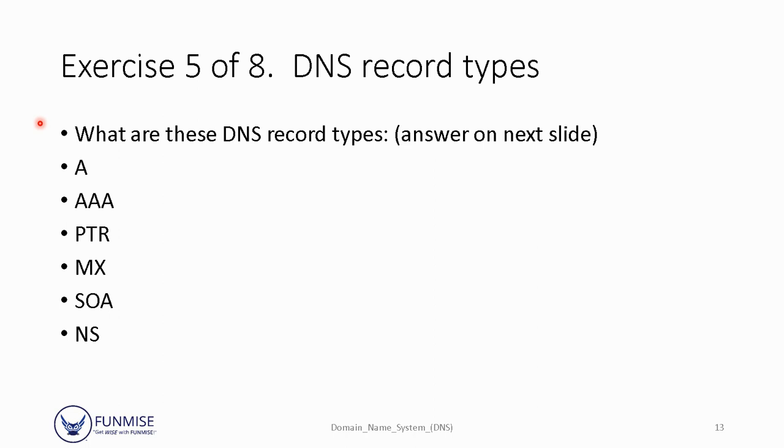Okay, now DNS record types. Now, what are these DNS record types? We see A, we see AAAA, we see PTR, we see MX, we see SOA, we see NS. What are these different DNS record types?